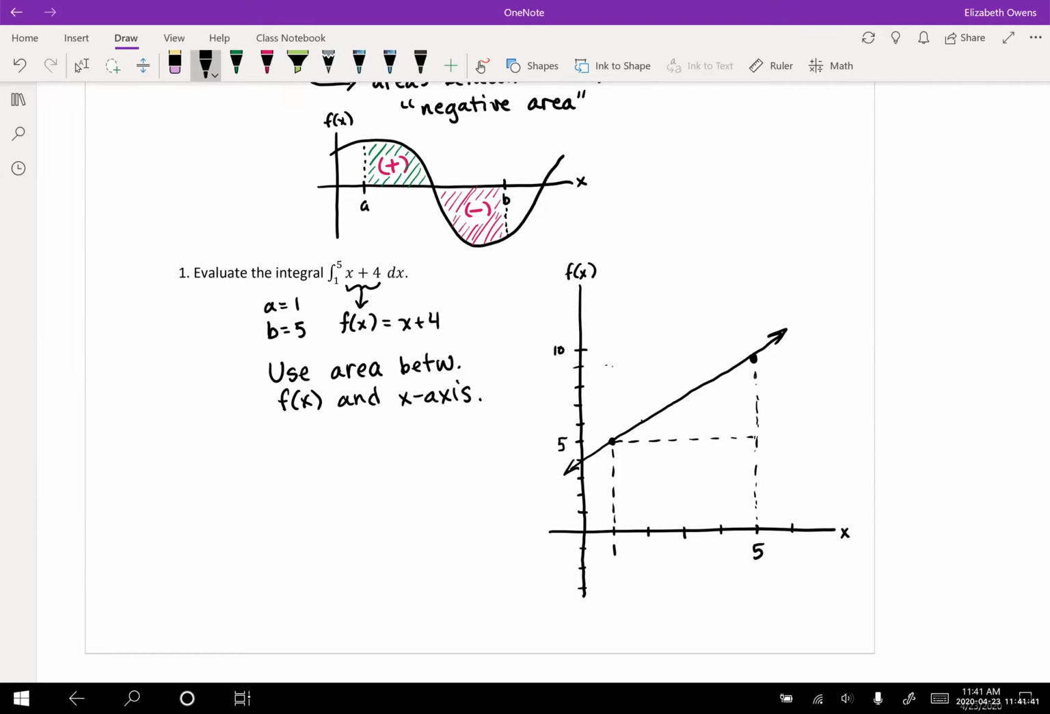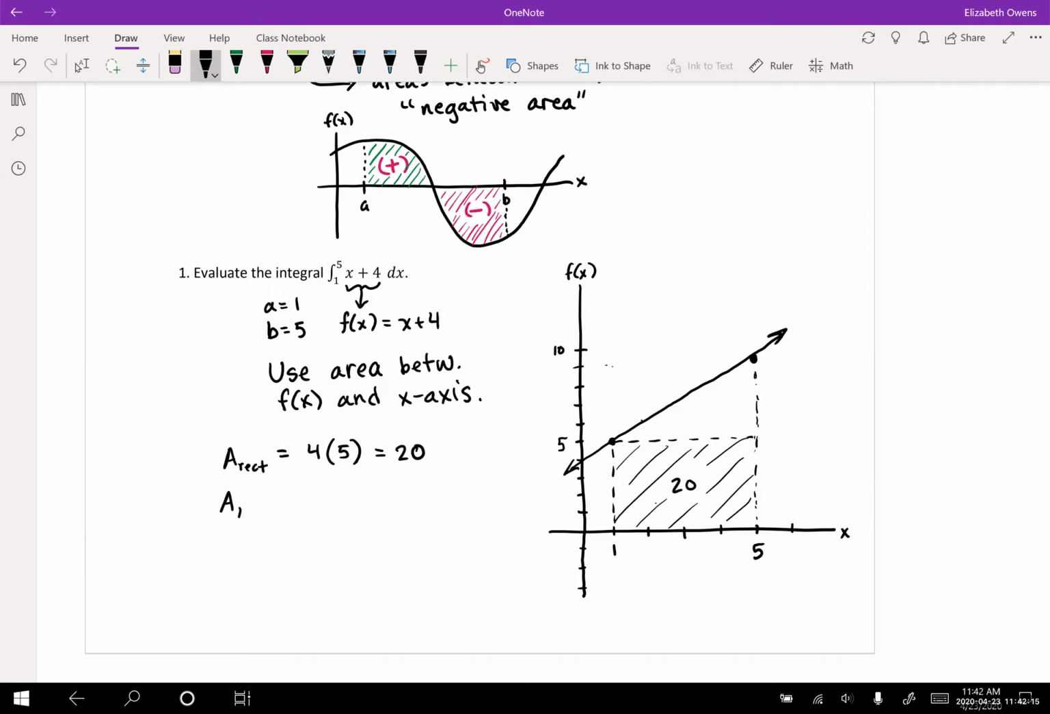We can split this up into a rectangle and a triangle, and then add the two together. So the area of the rectangle would be width times height. That would be 4 units wide times 5 units high. So we'd get 20 square units there. So this part in here is 20, and that is positive 20, just to reiterate.